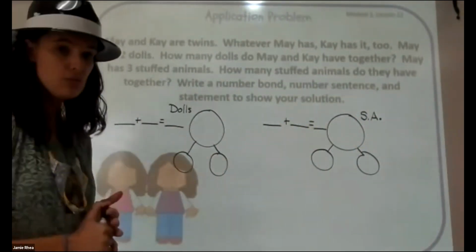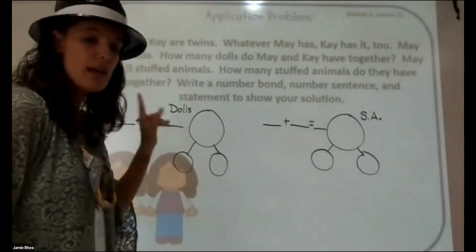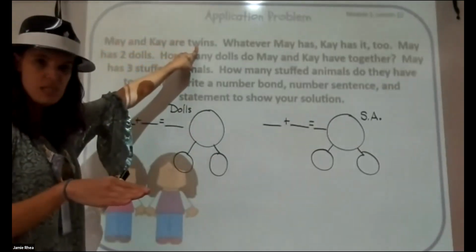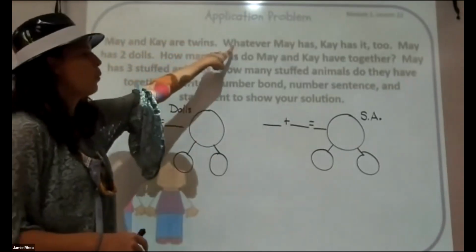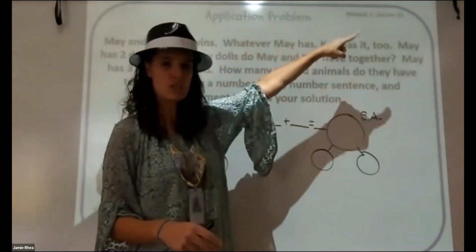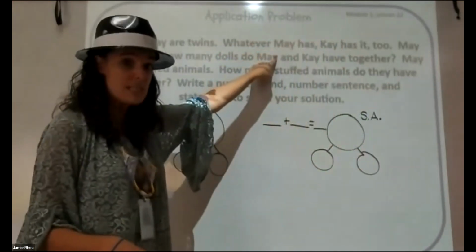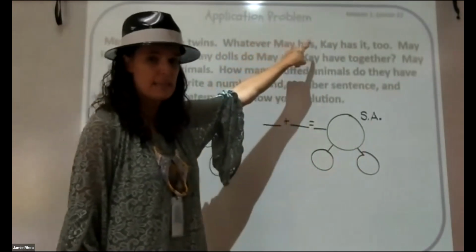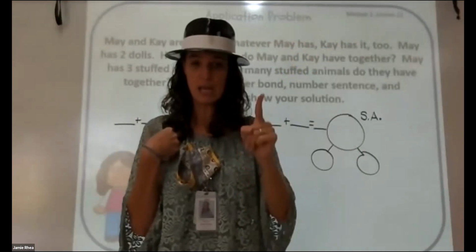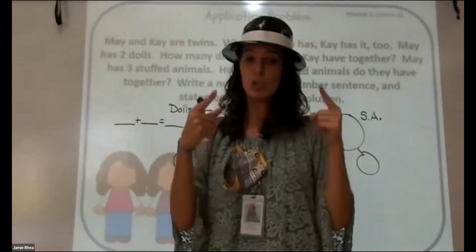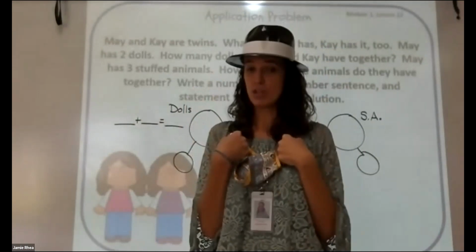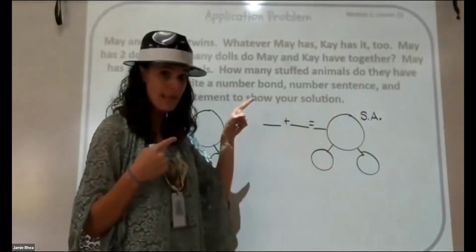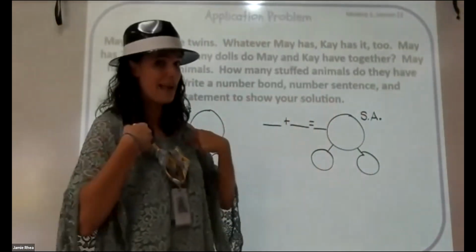So let's get ready. Let's be detectives and figure it out. May and Kay are twins. That does not tell me anything other than there are 2 people. Whatever May has, Kay has too. Okay, now that does tell me something important, even though there's no numbers in here. Whatever May has, Kay has too. So if I was May and you were Kay, if I have 1 doll, you have 1 doll. If I have 5 cookies, you have 5 cookies. Okay, so that's important to know. Whatever May has, Kay has too. So whatever I have, you have too.